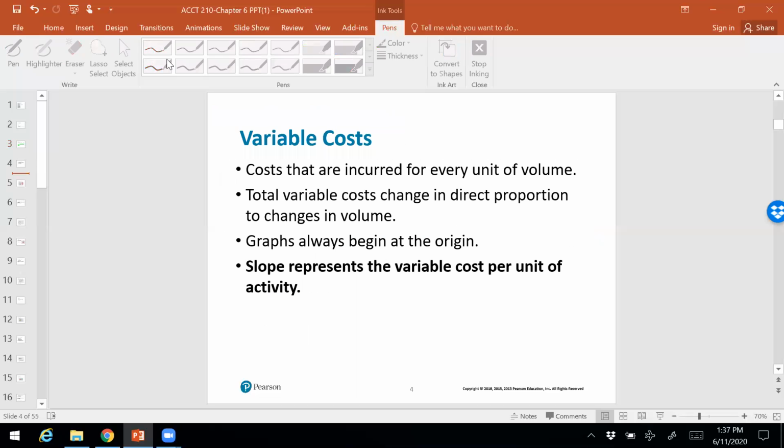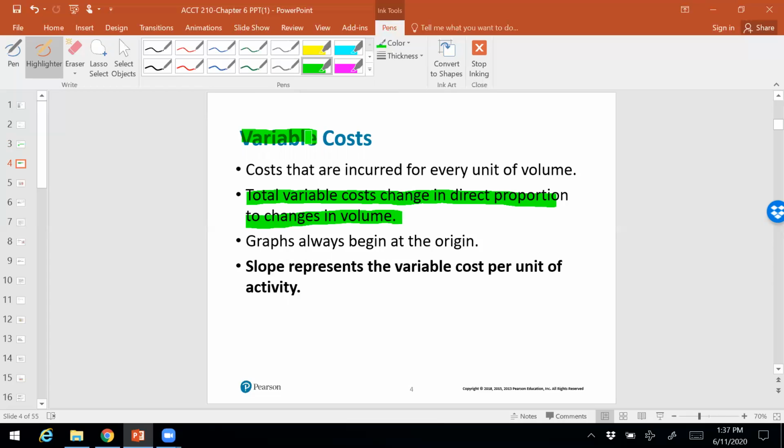Variable cost. Okay, so now we focus on variable cost. Why it's called variable cost? Because your total variable cost changes when your volume changes. That's the reason we call it variable. It varies with the volume. If your volume goes up, then the total cost will go up. If the volume goes down, then it will go down.